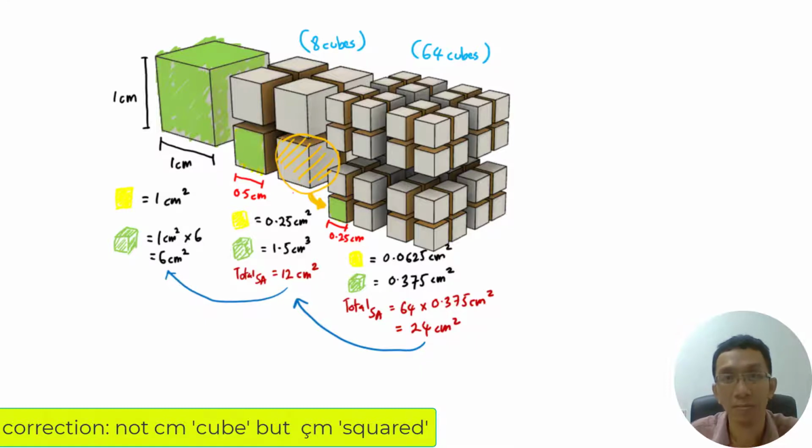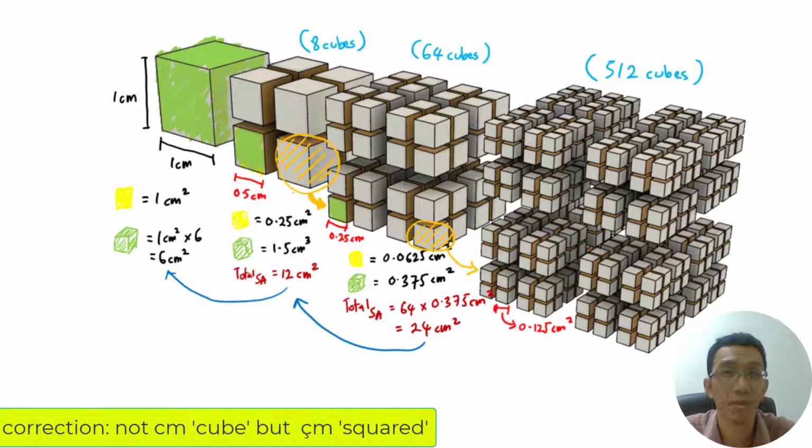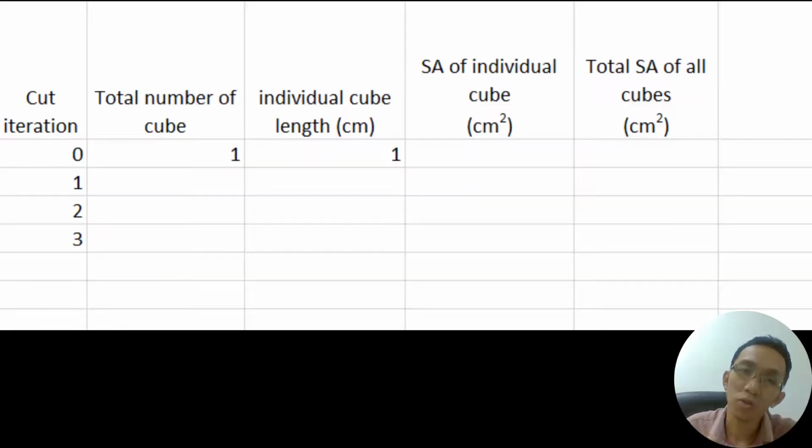By repeating the process, halving each of the individual cubes, you get another 8 even smaller cubes, where each side is 0.125 centimeter. So here you get another 8 from this portion. Taking into account all the portions, the total number of cubes is now 512. You can use the same calculation as before to find the total surface area for an individual cube and also the total surface area for all the cubes here. Once you get the idea, you can simply tabulate in Excel in order to speed up the calculation.